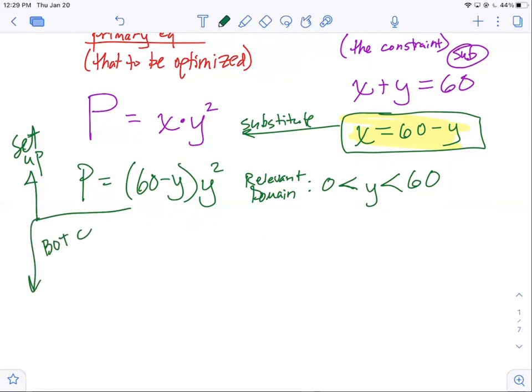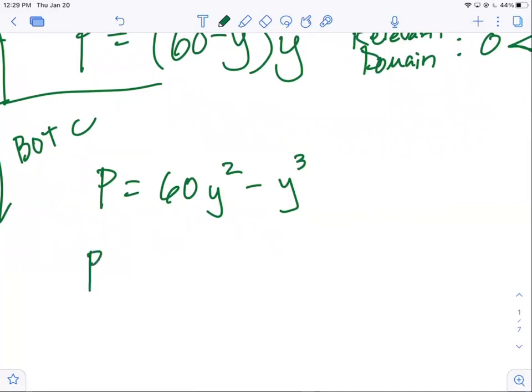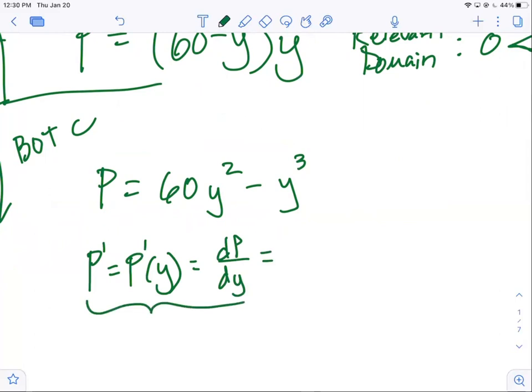Bust out the calculus. So I get to choose which version of the derivative I want. Do you want to take the derivative using the product rule as is, or do you want to distribute the y squared and use the power rule? Distribute? I probably would choose to distribute as well because it's pretty easy. So P equals 60y squared minus y cubed. Okay, looks good to me. And now we could say either P prime, or P prime of y, or the derivative of P with respect to y. Either one.